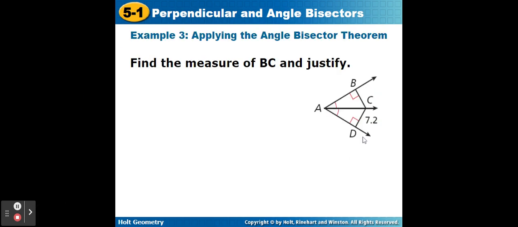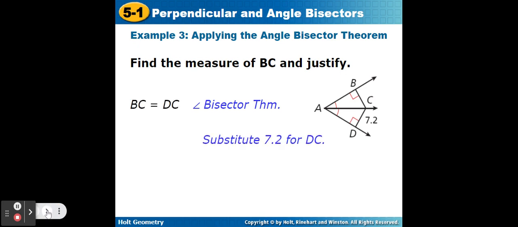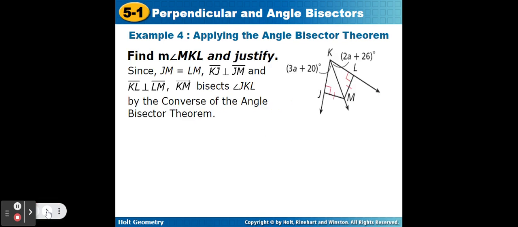So a couple of problems here. Finding the measure of BC and justifying, well, pretty obvious here. What we have going on is an angle bisector. We know CD is 7.2 units. BC and DC must be equal by the angle bisector theorem. We substitute, and therefore BC is equal to 7.2.